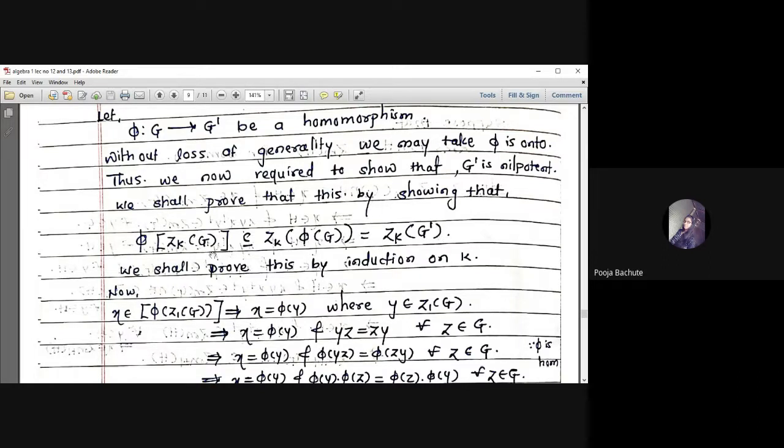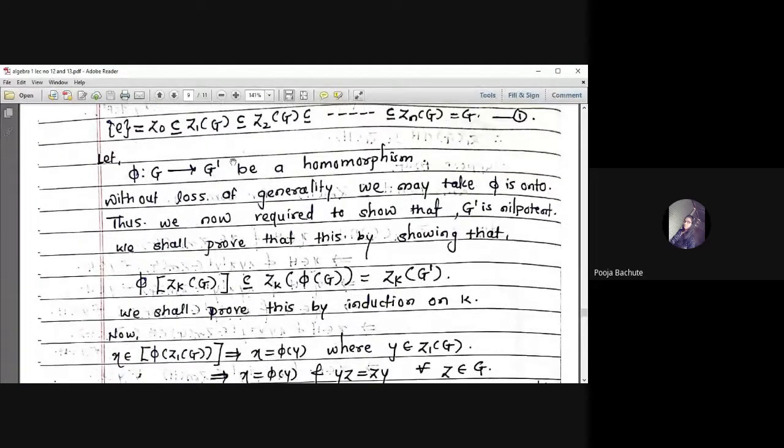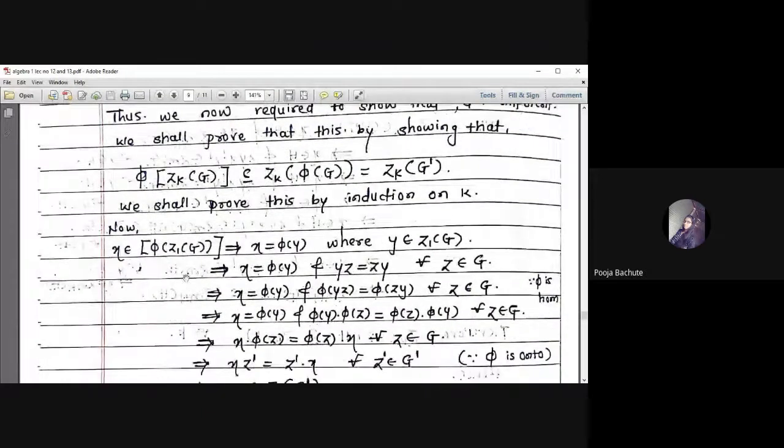If we prove this one, so automatically we get G dash is the, what, nilpotent group. Okay, Zk of G dash. Okay, the G dash be the nilpotent group. So this also we can prove by mathematical induction on K. Okay, we shall prove this by induction method on K.